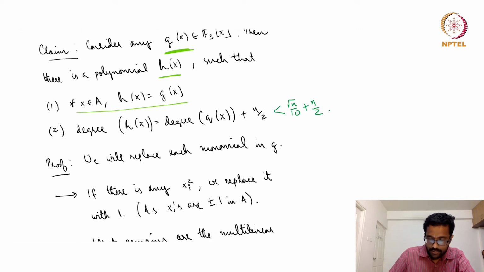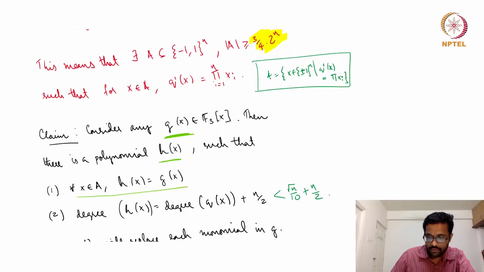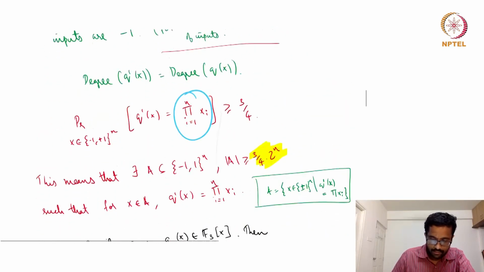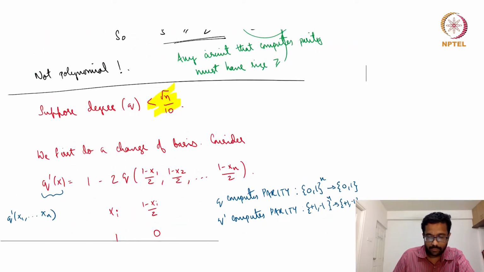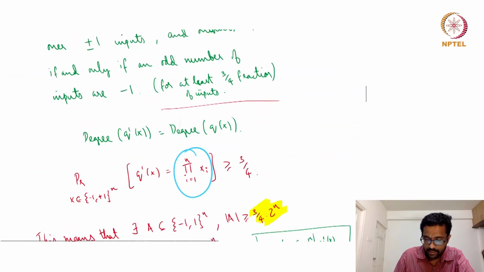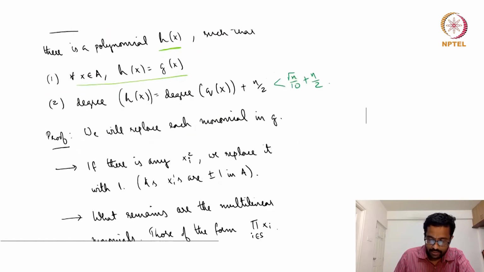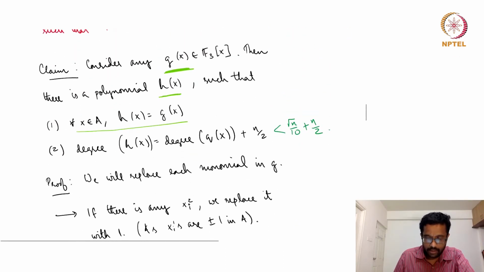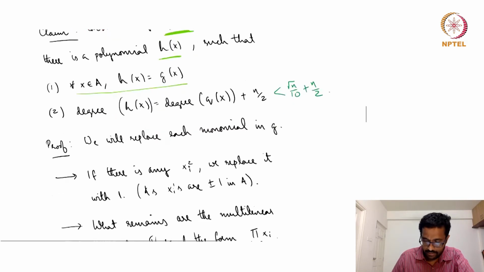Okay, so now first let's prove the claim, why this is true. So this claim is true assuming whatever we have so far. So we assume that the parity approximation polynomial q is of degree at most square root n divided by 10, and that gave us this particular q prime, and that will give us this claim. So we have a function g, and we will see how to get a polynomial h that approximates g. Okay.